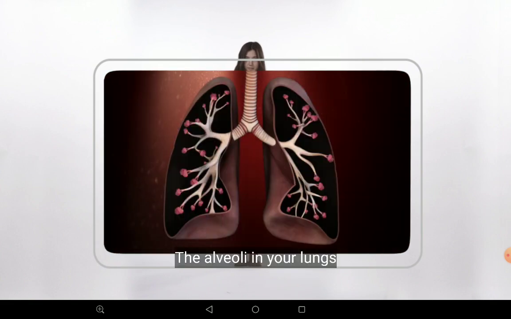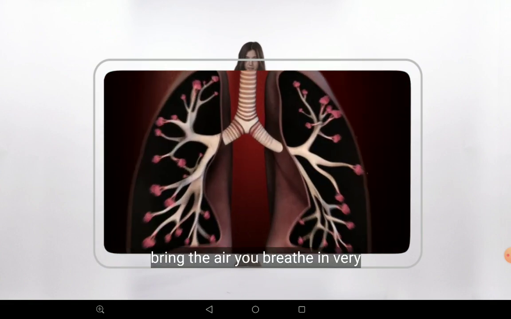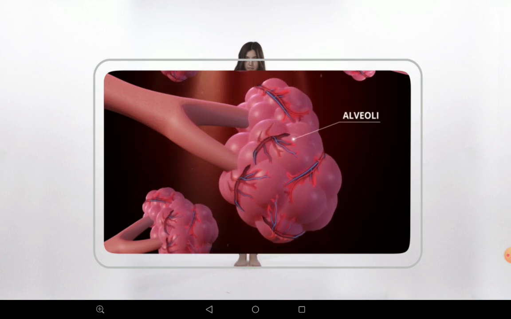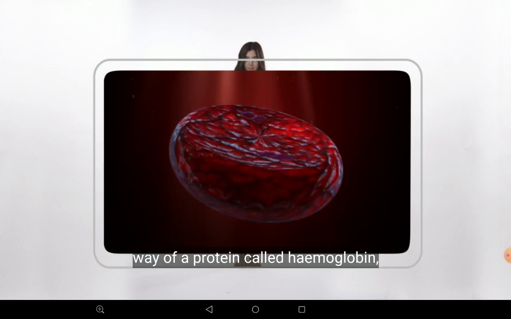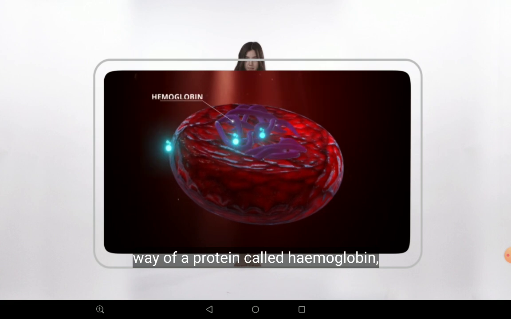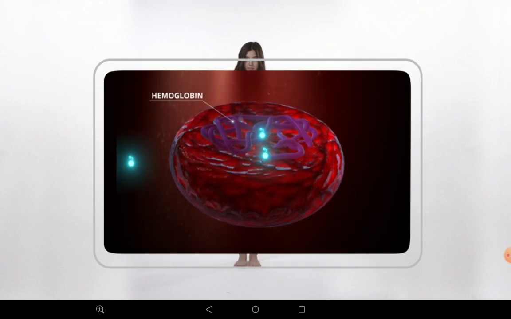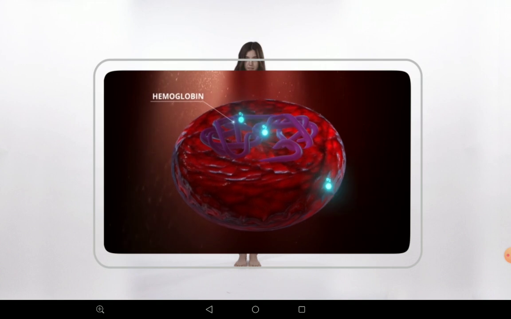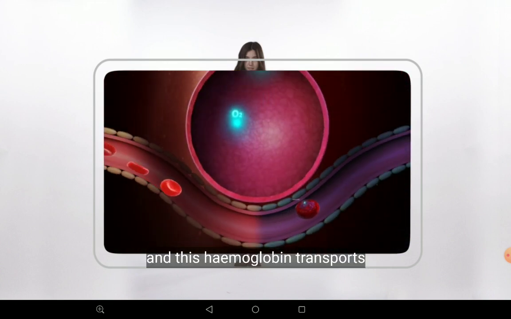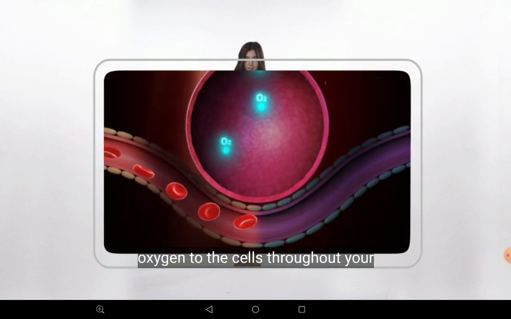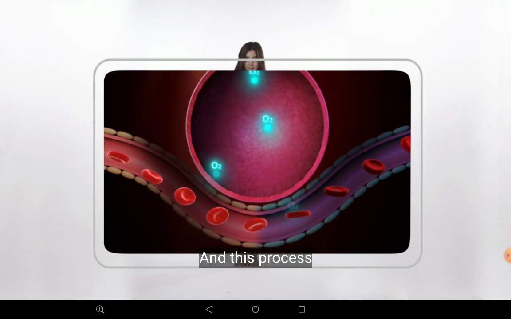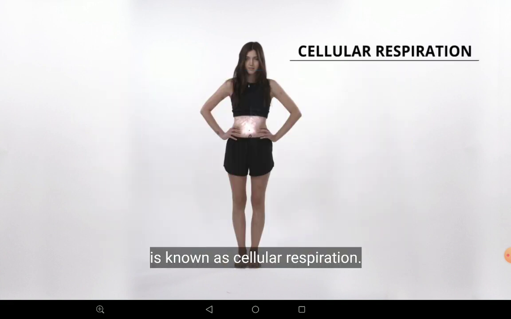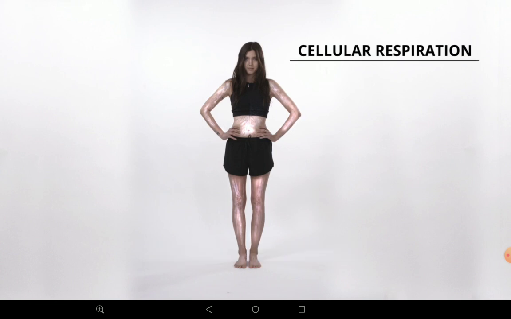The alveoli in your lungs bring the air you breathe in very close to your blood. Your blood absorbs oxygen by way of a protein called hemoglobin. This hemoglobin transports oxygen to the cells throughout your body. This process is known as cellular respiration.